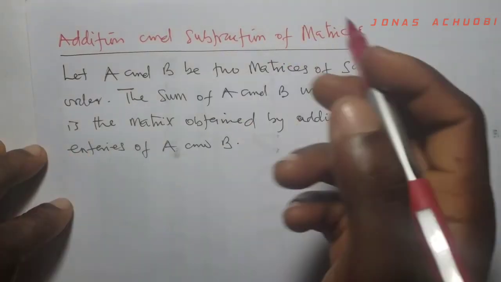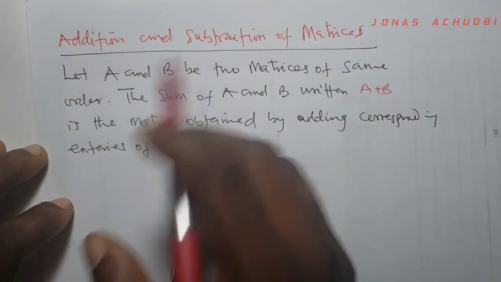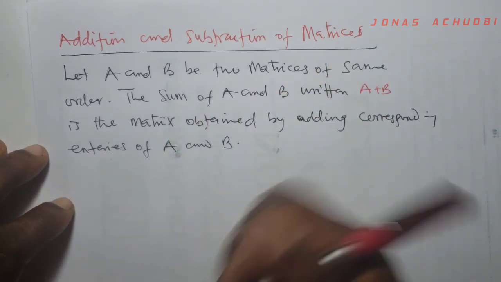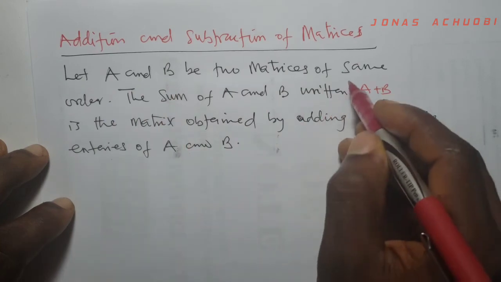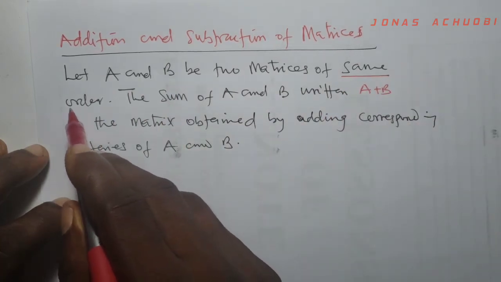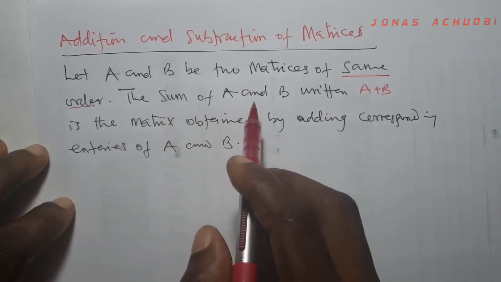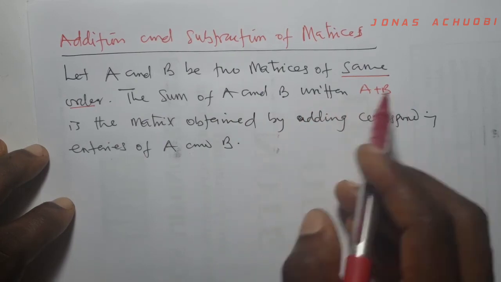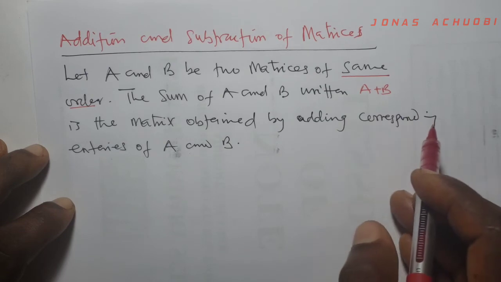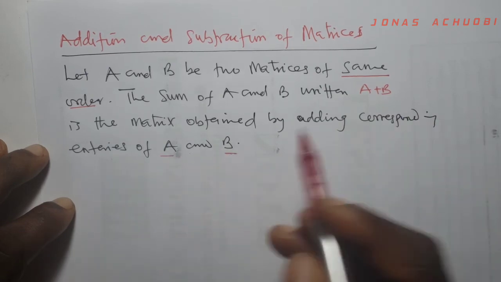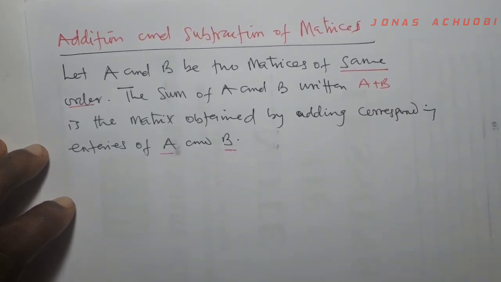We conclude by looking at addition and subtraction of matrices. Let A and B be two matrices of same order. That's a keyword, same order. The sum of A and B, written A plus B, is the matrix obtained by adding corresponding entries of matrix A and matrix B. So there's a condition here.